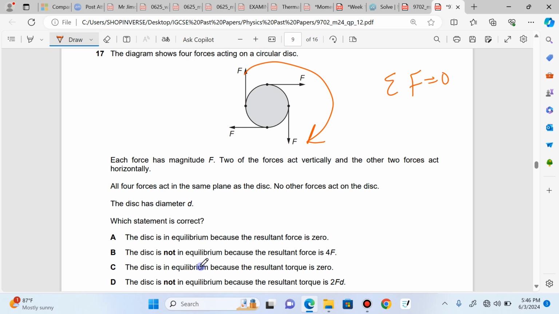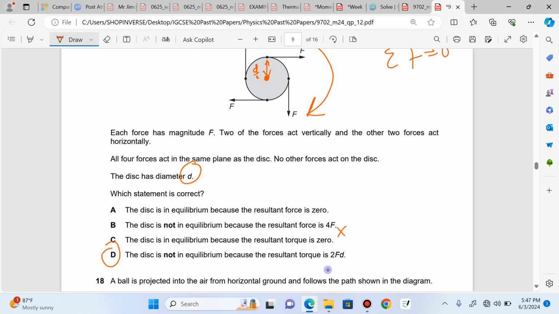Option C, the disk is in equilibrium because the resultant torque is 0. No, there's a resultant torque. This is the center, and each of these is at a distance d over 2. Don't forget that the diameter is d. So each of these forces is at a distance of d over 2 from the center, and they are creating their own moment. So there will be a resultant clockwise moment. Yes, the disk is not in equilibrium because the resultant torque is 2Fd.